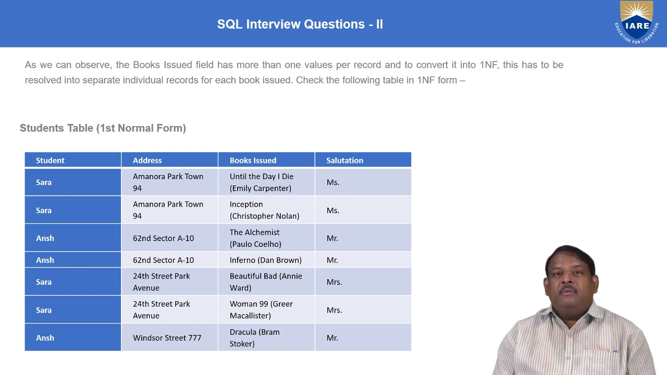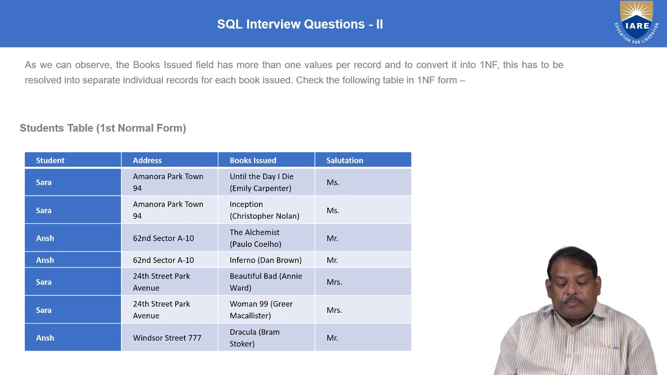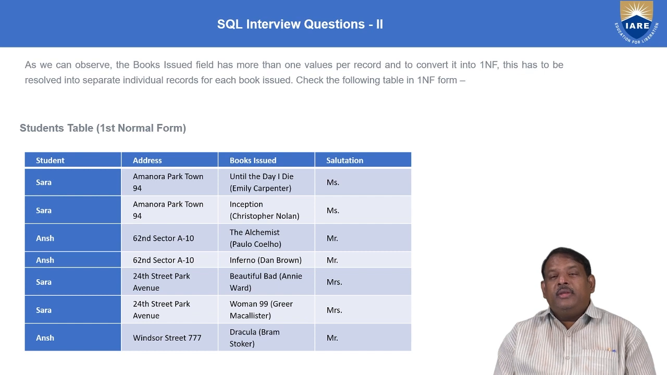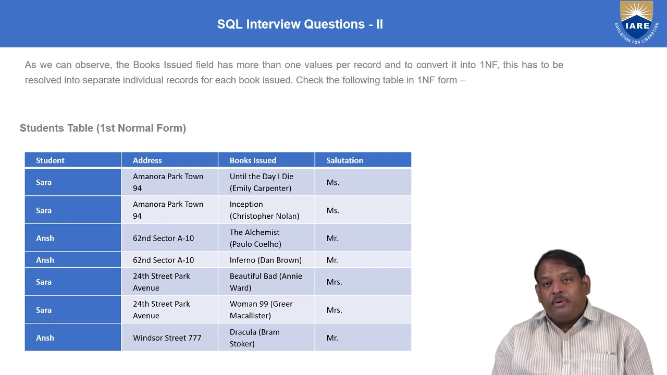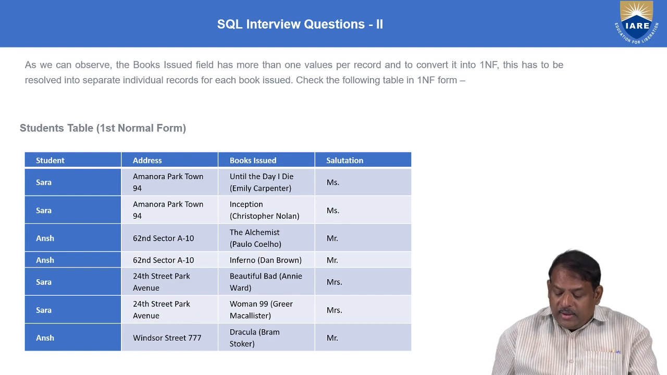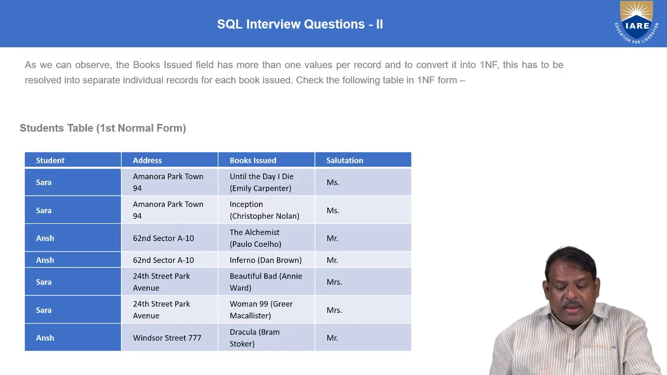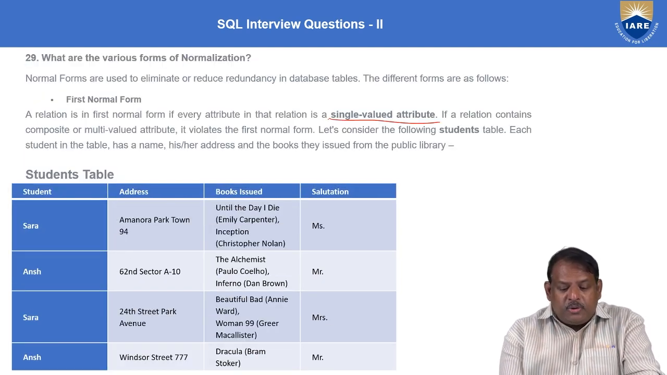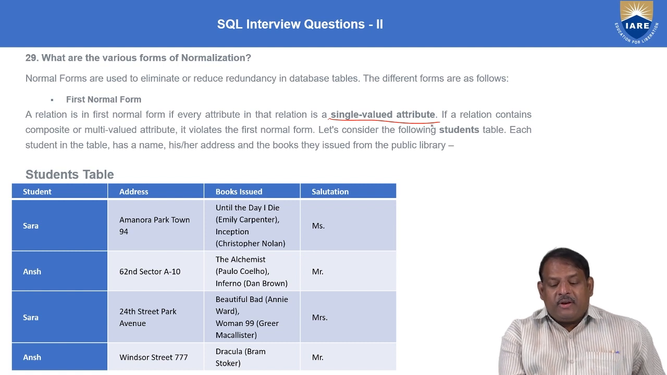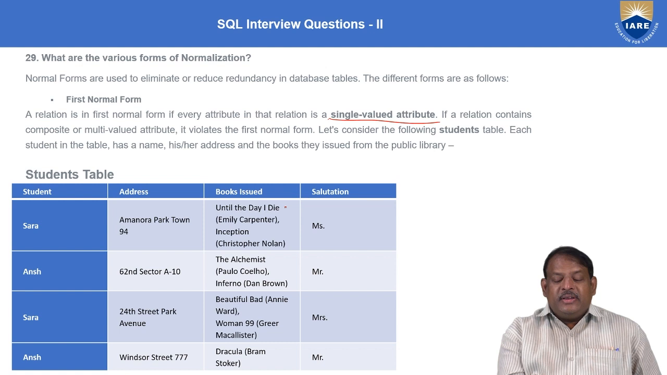As you can observe, the books issued field has more than one value per record, and to convert it to first normal form, this has to be resolved into separate individual records for each book issued. Here we had multiple books taken by a student. Now in the first normal form, we have to have a single valued attribute. That means each book issued should be a separate row.